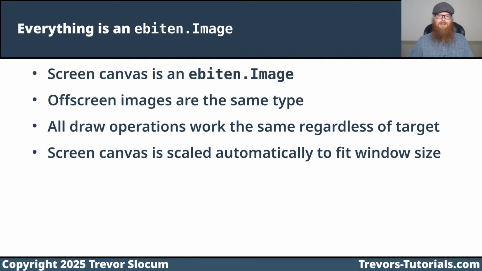In EbiTengen, all image surfaces are the same type, EbiTen image. This goes for the screen canvas that we draw onto and is shown on devices' screens, and it goes for any off-screen images we create which are never directly shown on the screen. This is nice because all draw operations we can perform work the exact same whether we're working directly on the screen or if we're working with off-screen images. The only difference is the screen canvas, when it's shown, is scaled up or down automatically to fit the window, and when it's scaled, it maintains the correct aspect ratio.